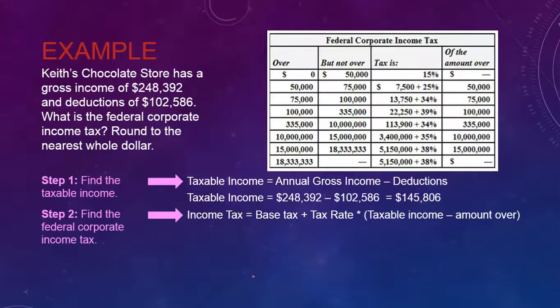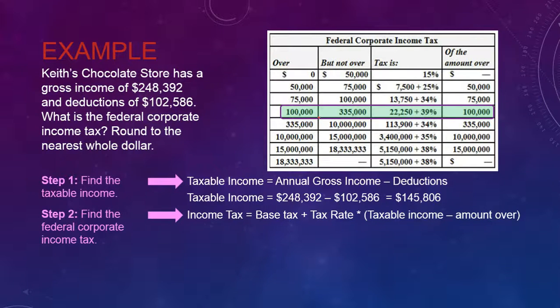So the formula is the base tax plus the tax rate times the taxable income minus amount over. So what we need to do is determine where in this table we fall. We have $145,806. So that goes in between $100,000 and $335,000. So you need to determine that before we can move on.